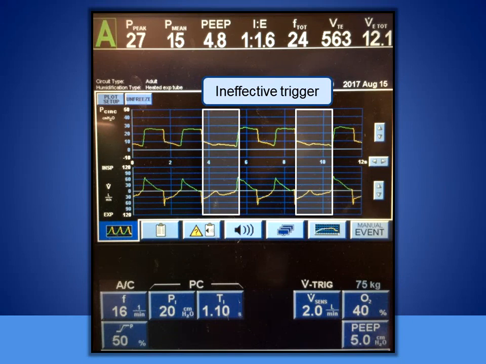Notice here on the pressure time that the decrease in pressure isn't as sensitive. You can see it. There's a slight decrease in airway pressure, but it could leave you questioning without the expiratory flow portion of that.